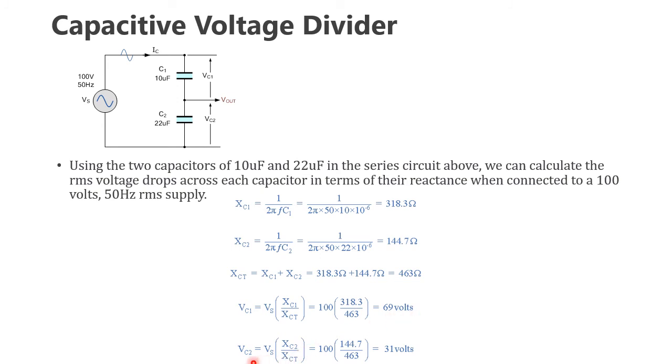Likewise, we can find the voltage drop across the capacitor C2. VC2 can be calculated by using this equation: Vs into XC2 over XCT. Vs is 100 volts, XC2 is 144.7 ohm, over XCT which is 463 ohm. So altogether that will be equal to 31 volts.